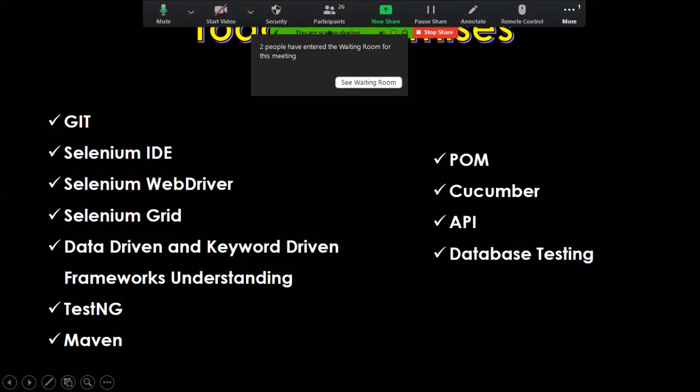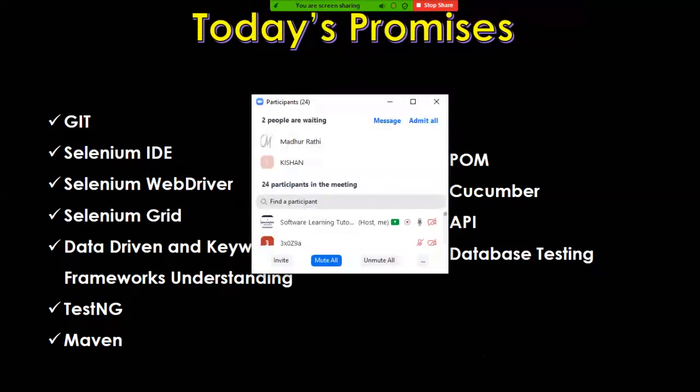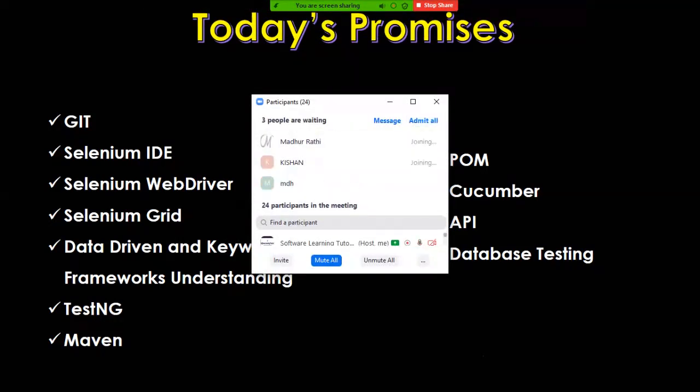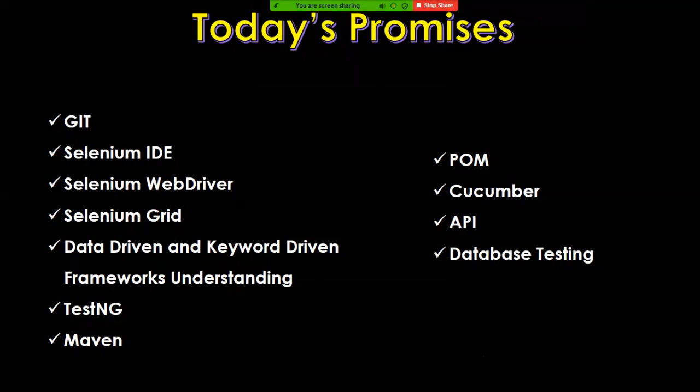In the first session we learned about Git, what is Selenium IDE, and how we can do testing with Selenium WebDriver. Then we went through Selenium Grid as well. Then I showed you how you can design the data driven and keyword driven framework, and I also gave you an understanding about the framework. Then we learned about TestNG, why TestNG is useful. We use TestNG to create the reports for Selenium, because in Selenium we do not have an inbuilt or core functionality to create the reports.